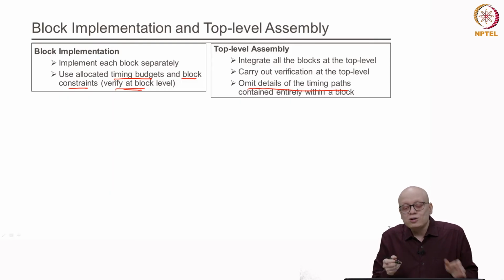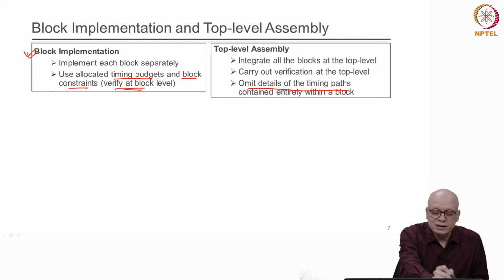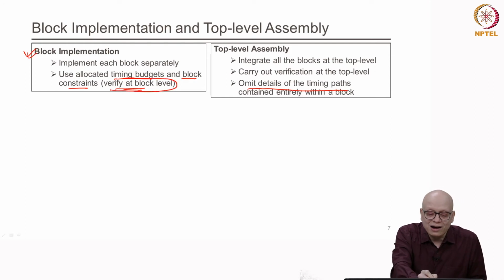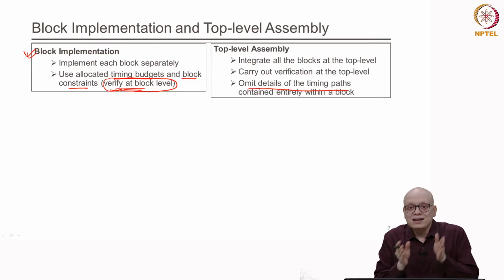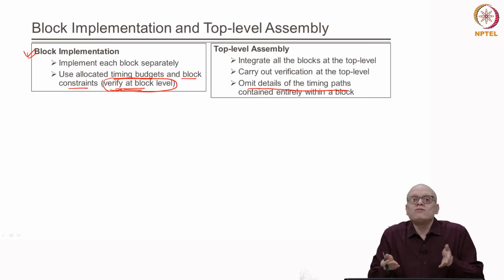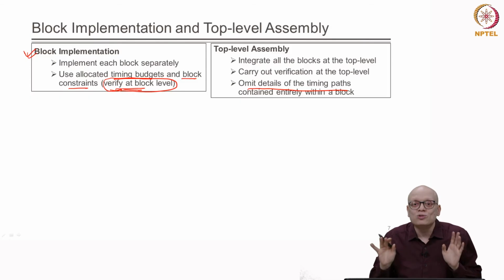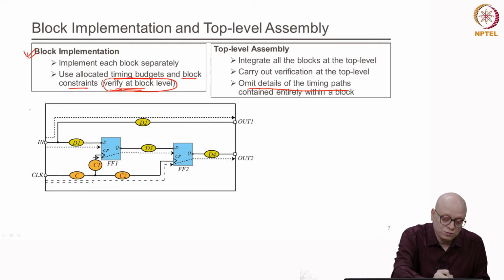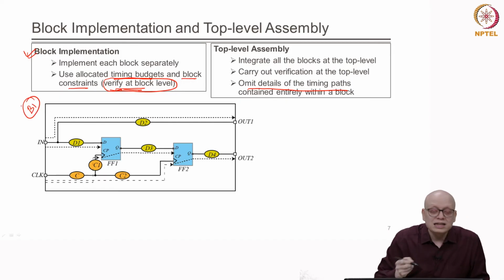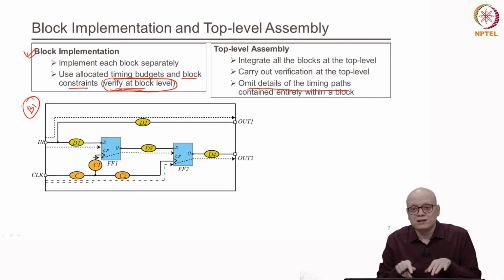We can omit it because while doing the block implementation, we have already verified that at the block level the constraints are met. So, the flip flop to flip flop paths which are contained fully within a block, those we need not verify again at the top level, we can simply ignore them. For example, suppose this was our block B1, which we implemented at the block level, and we want to put it at the top level.